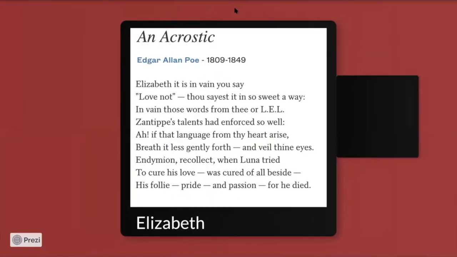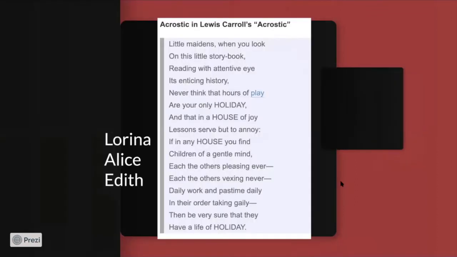So, for example, check out this poem by Edgar Allan Poe. He wrote a poem about a woman named Elizabeth. And if you notice on the left-hand side of his page, the letters spell out her name: Elizabeth. And at the end of his lines, he has a rhyme scheme. This next poem that I want to show you also did something similar with people's names. Lewis Carroll wrote a holiday poem as a gift for some little sisters named Lorena, Alice, and Edith.